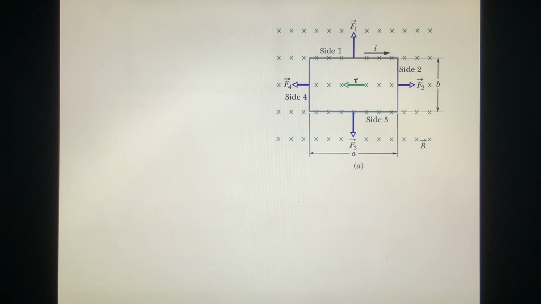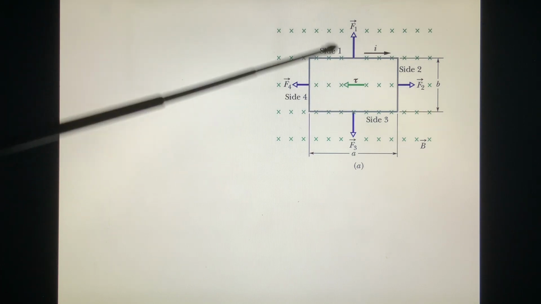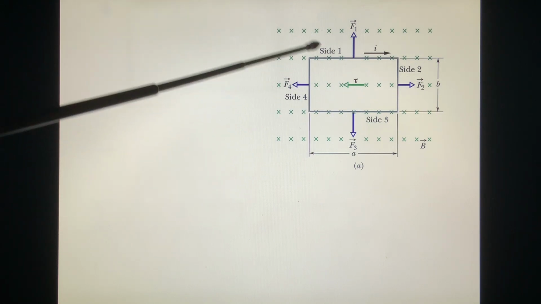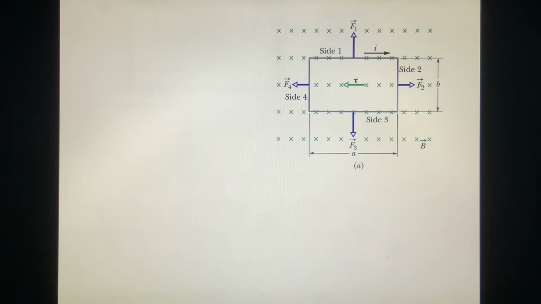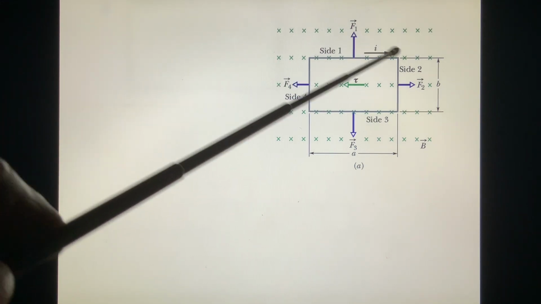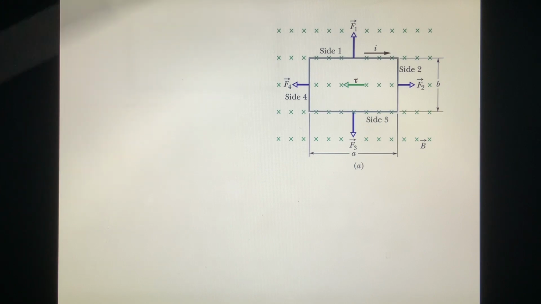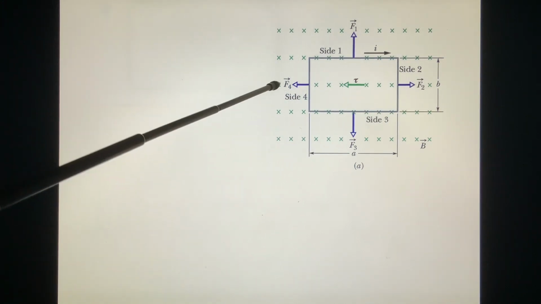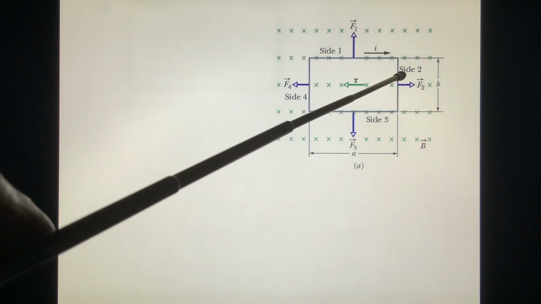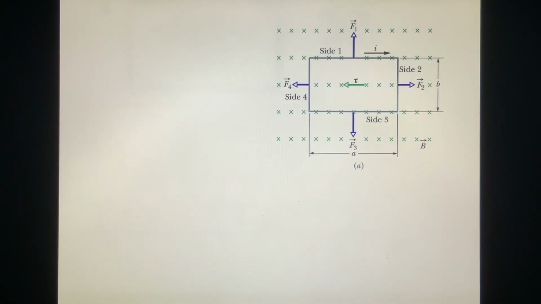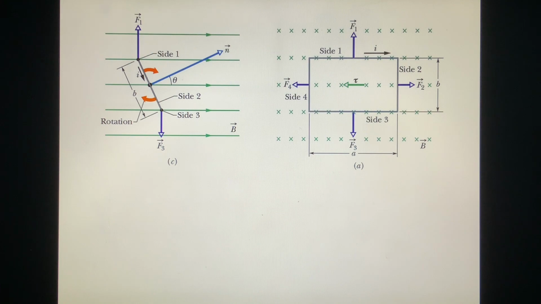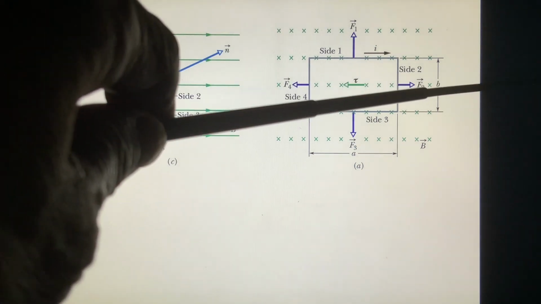Now let's analyze this loop. The magnetic field goes in this direction, and we have a current in this loop, clockwise. Now we analyze side 2 and side 4. This is 1, 2, 3, 4. Now we look at this graph from this side.